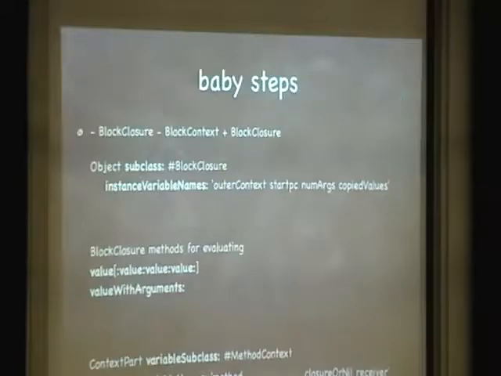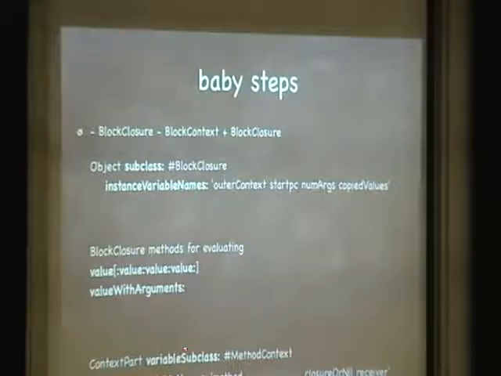So that's the point of the closure optimization. To complete it, you need a block closure which holds on to some outer context, because you need the outer context chain for non-local return. And it's very like block context. It has the array of values that it copies from its outer scopes. And then you need new primitives to evaluate these block closures.